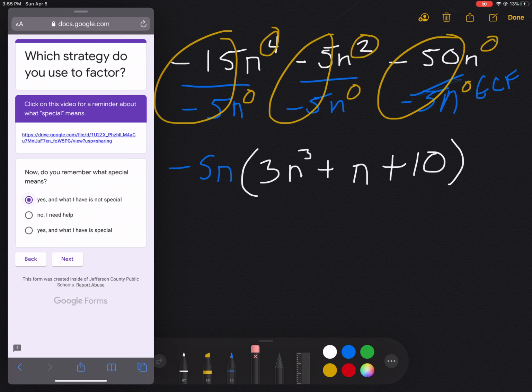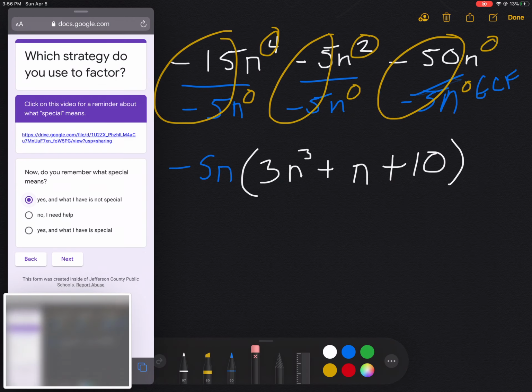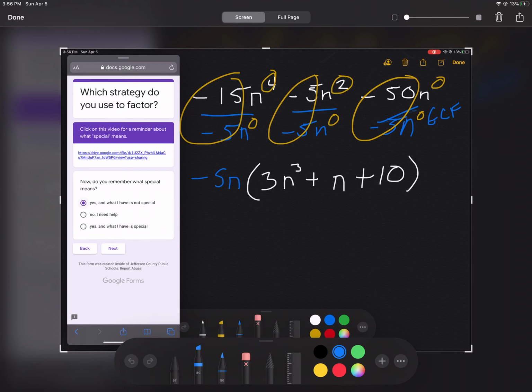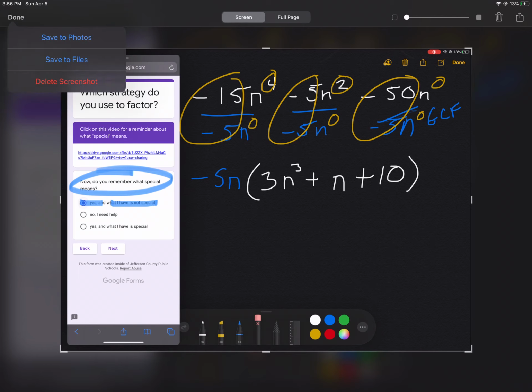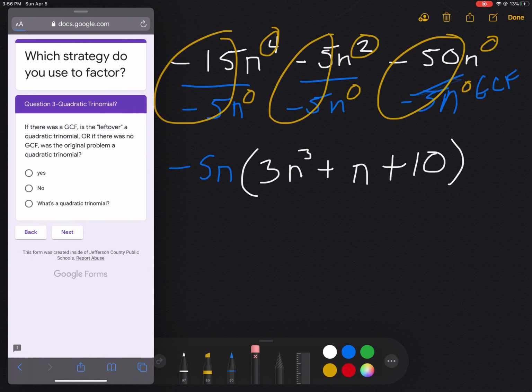So I'm going to click yes, I remember what special means. Okay, you kind of have to read the directions a little bit here. Because the question says, do you remember what special means? I'm going to say, yes, I remember what special means, and what I have here is not special. Then I'm going to click next.